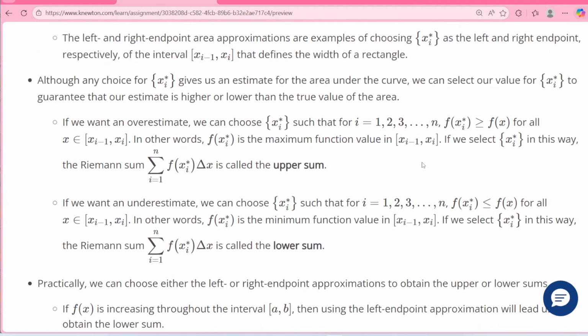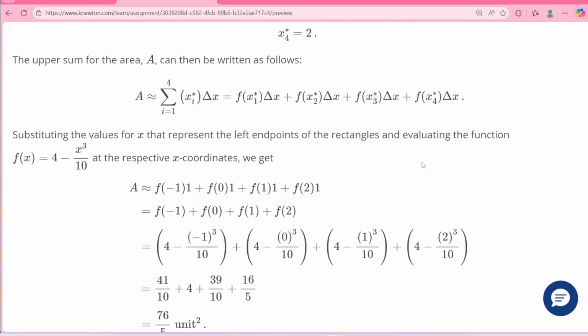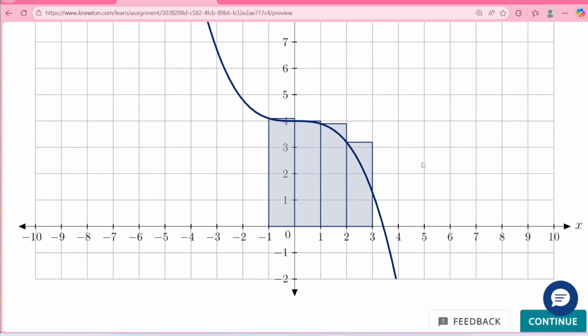Great. And they might have a picture. Yeah, they do. So see how that curve is always going down. So again, for the left endpoint approximation, the highest point for an upper sum, the highest point over every interval is at the left end.